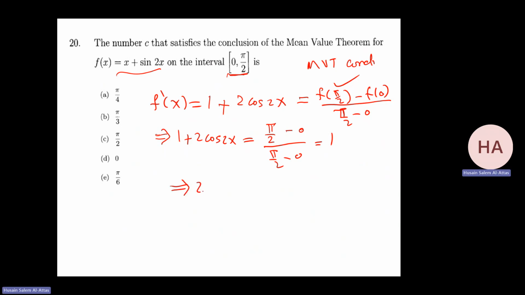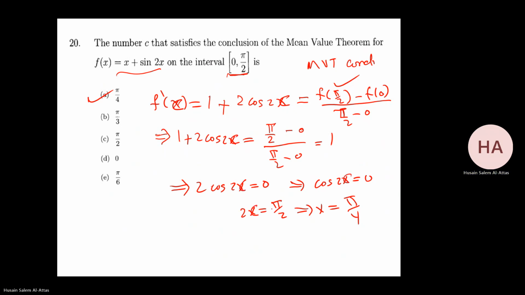So I have 2 cosine 2x equals 0, which will make it easier. So I need cosine 2x equal 0. So it means 2x equals pi over 2, so x equals pi over 4. And that will be the answer. C, I mean C. We can make it C, since we're looking for C usually.